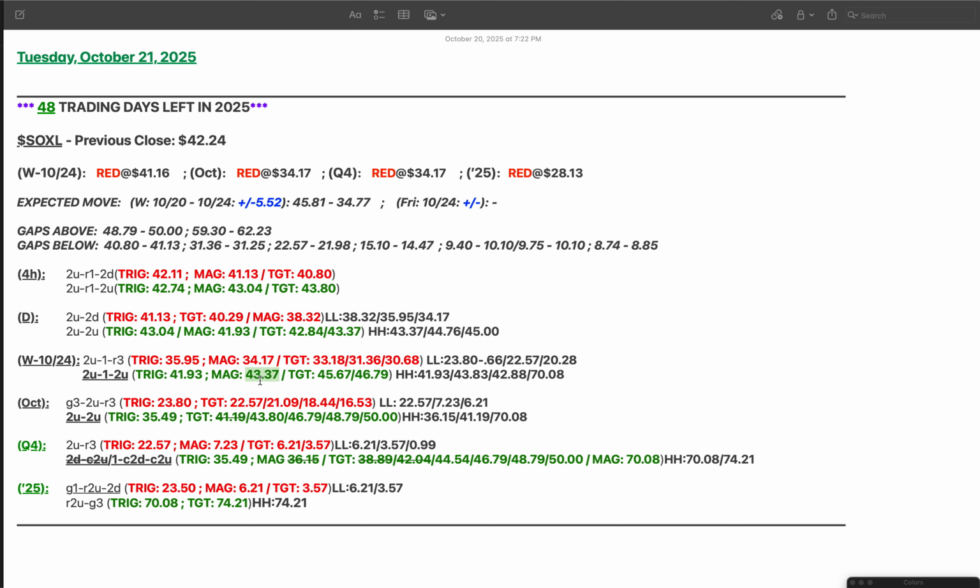We haven't quite reached that, so that's what we'll be looking for. And if we do reach that 43.37, we look to have built some momentum by that point and look for an extended target of 45.67. If we really get rolling, then we've got 46.79 as an extended target.